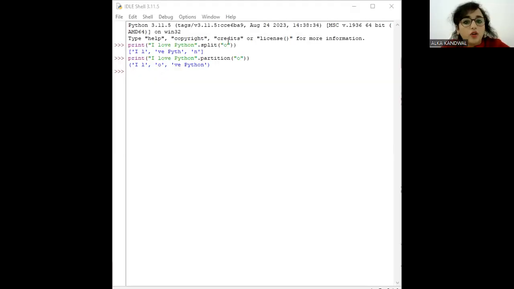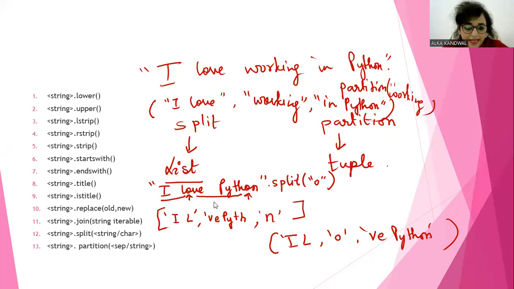I love Python dot split O, then what did we get? The output is in the form of the list IL VEPYTH and then N. And when it is partition O, then IL O is separate and VE Python. Is it clear? So this is the difference between the two. The split and the partition are very, very important. It is definitely asked again and again in the exams as well. So we need to be alert and we need to understand the logic behind it. Yes, so here we understand the important part.